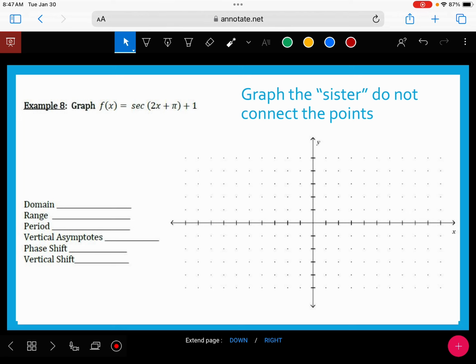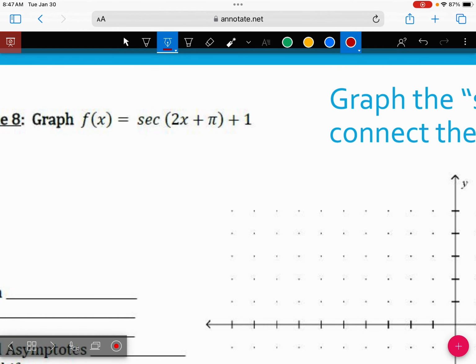Now for example 8, what's the sister for secant? Cosine. So one way to think about this is cosine of 2x plus pi plus 1. If you think about it like that, you just have to plot the points for this. And then remember that you're actually graphing a secant.